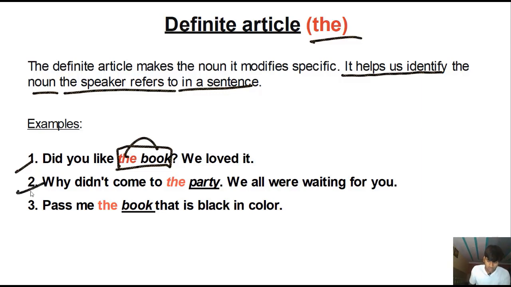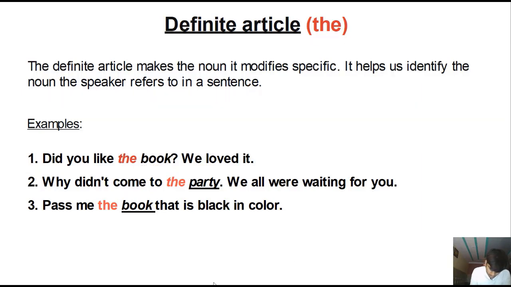Example number 2: Why didn't you come? Okay, this is not a complete sentence. Why didn't you come to the party? Okay, let's just correct it. Give me a second, guys. Why didn't you come to the party? We all were waiting for you.